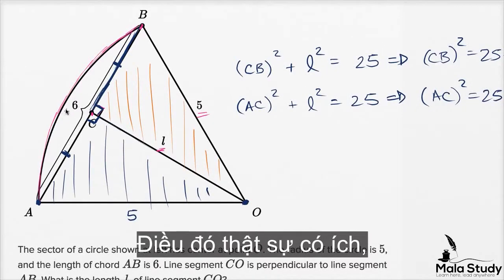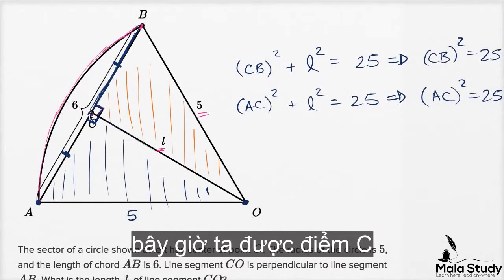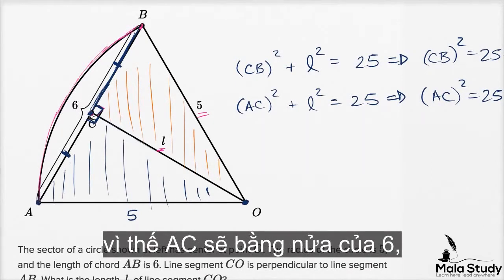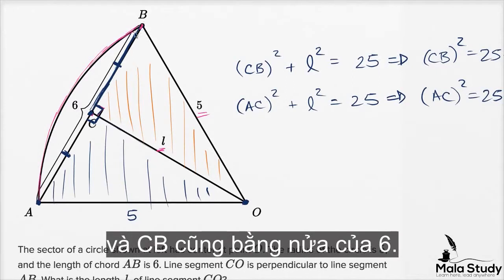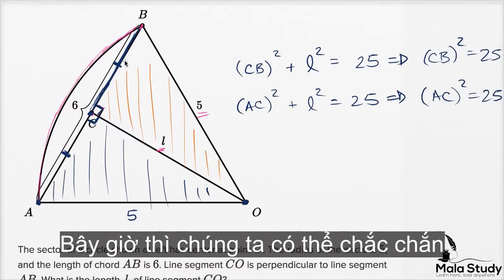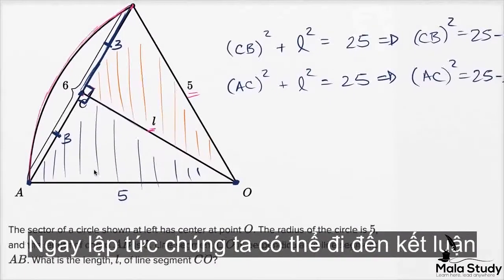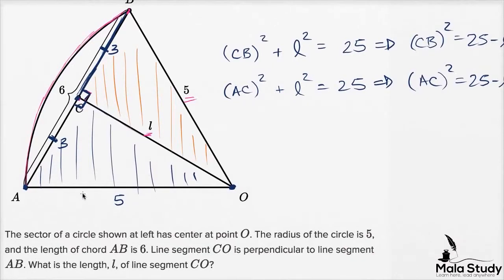Now that is useful because now we know that the point C is at the midpoint of AB. And so AC is going to be half of the 6 and CB is going to be half of the 6. And now we can say with certainty this is going to be 3 and this is going to be 3 right over there. Now once again, you might have immediately jumped to that conclusion and you would have gotten the question right. Or you could have jumped to it a little bit faster without having to write all this math.